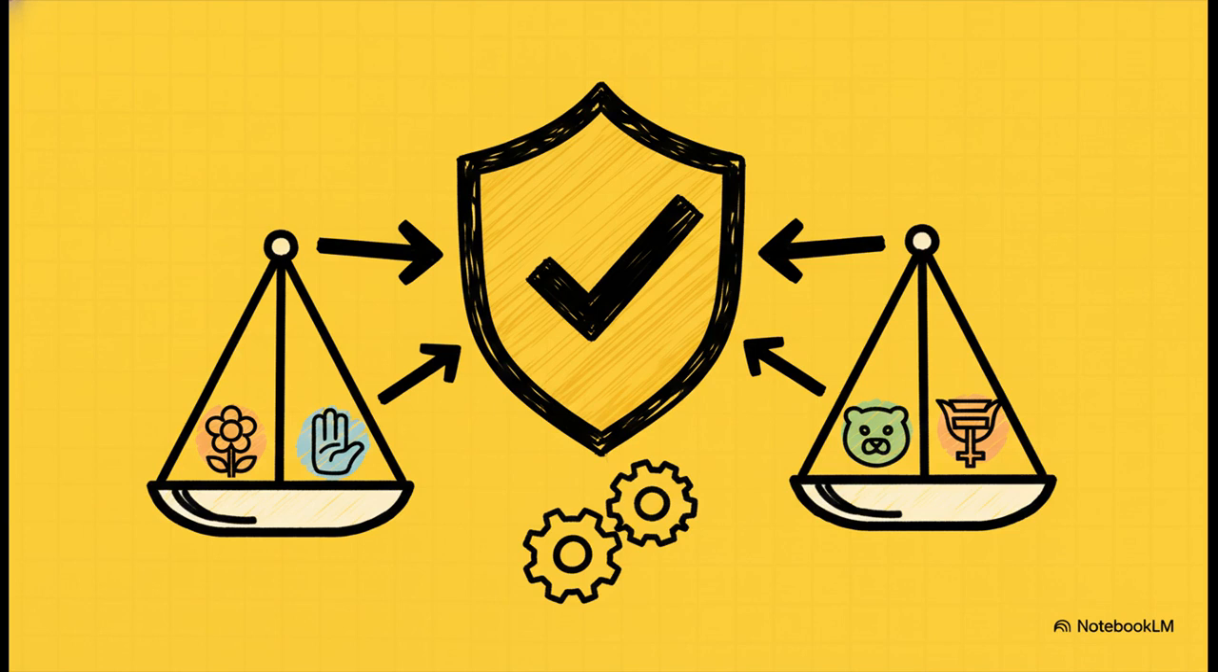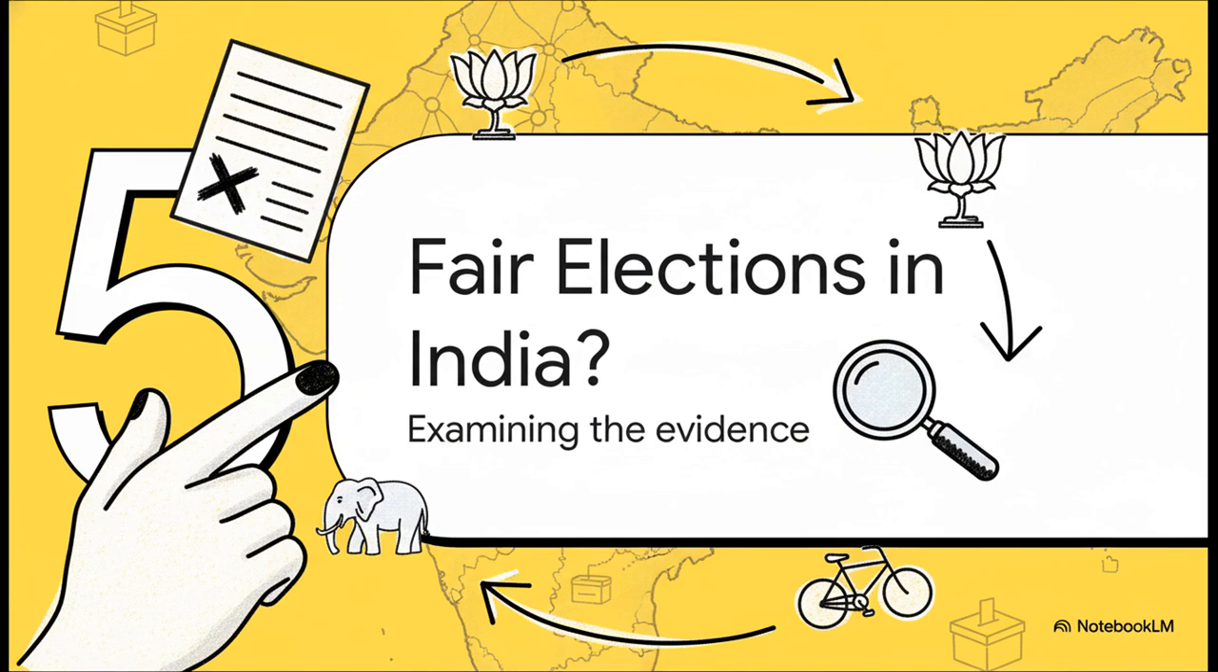Now, during the campaign period, a very important set of rules kicks in. It's called the Model Code of Conduct. You can think of it as a rulebook that all parties and candidates must follow. It's there to make sure nobody uses unfair methods to win, and it helps keep the campaign period fair for everyone. So, we have all these systems, rules, and procedures in place.